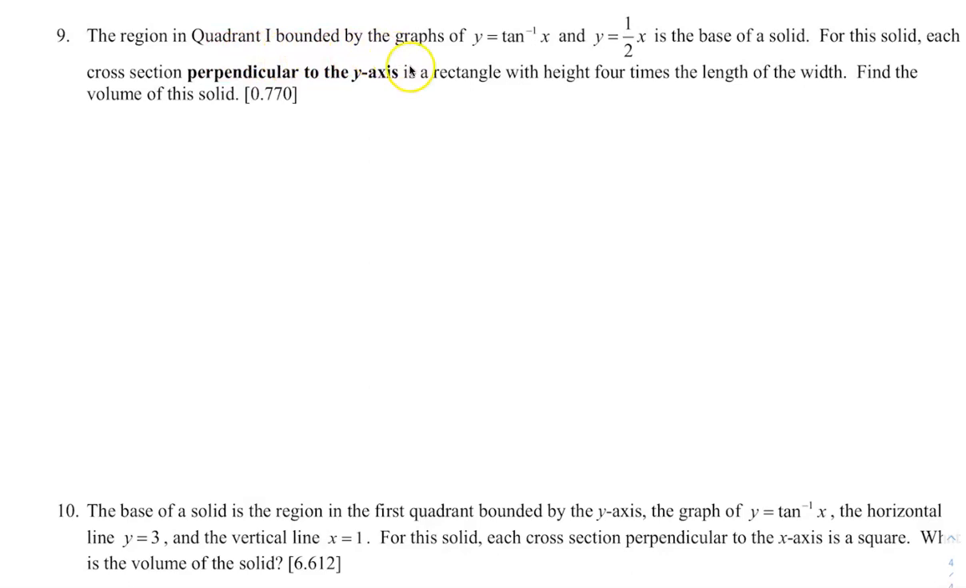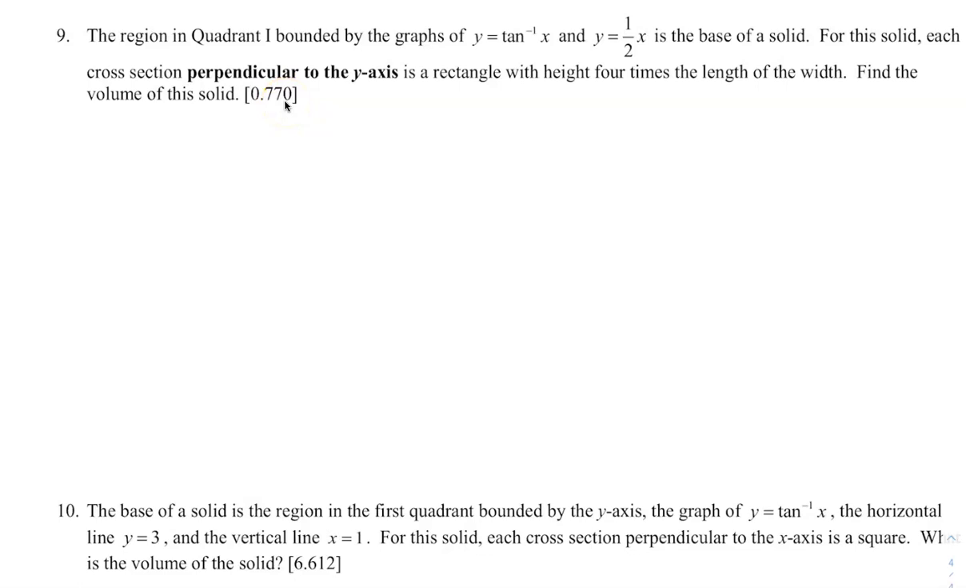Region in quadrant 1, bottom of the graph, so y equals tan inverse of x, and y equals 1/2 x is the base of a solid. For the solid, each cross-section perpendicular to the y-axis, so we're going to go left and right, is a rectangle with height 4 times the length of the width. Find the volume of the solid.